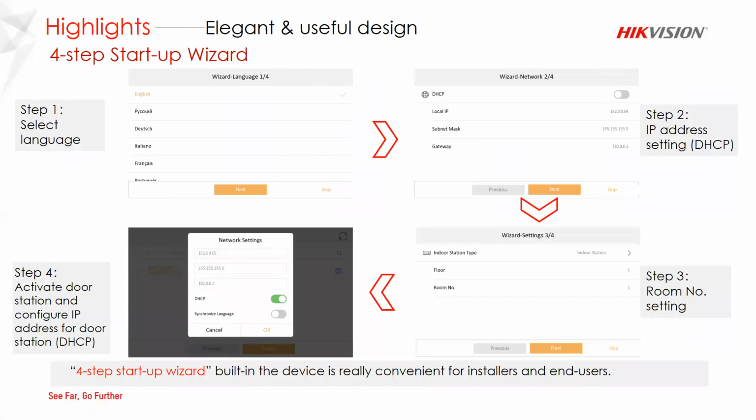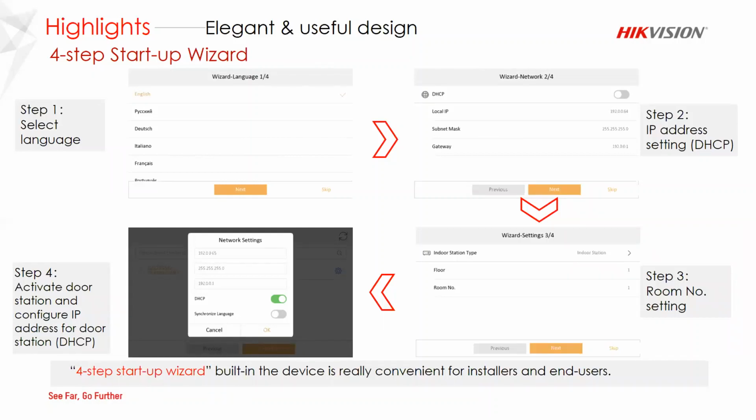As I mentioned, the whole second generation system is very easy to use. This shows you the 4-step startup wizard that is currently available on our second generation video intercom system. After you power up the indoor station using a network cable, and power up the door station using the network cable to the standard PoE switch, all the products are new. Then this is what you're going to see after you activate the indoor station with your own password.